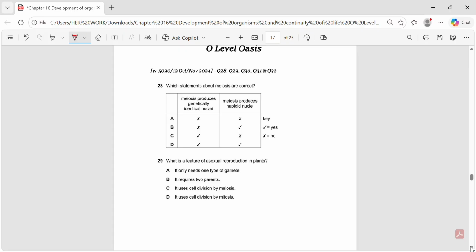Next, we have the question, which statements about meiosis are correct? To understand this question, we need to focus on the two main features of meiosis, whether it produces genetically identical nuclei and whether it produces haploid nuclei. First, meiosis does not produce genetically identical nuclei.